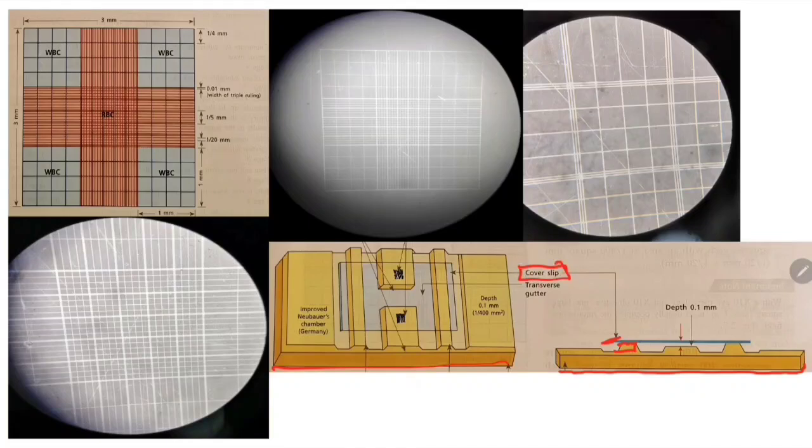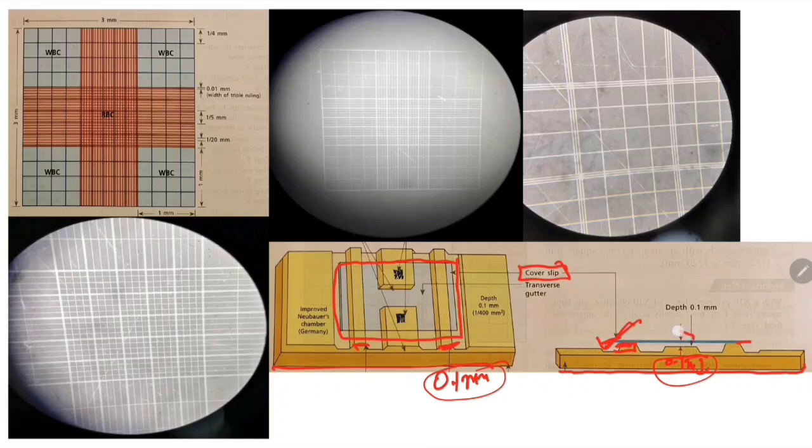You can see the cover slip. This is the cover slip, and here too. Clear? And this side platform is 0.1 millimeter higher than this platform. So this is 0.1 millimeter lower.